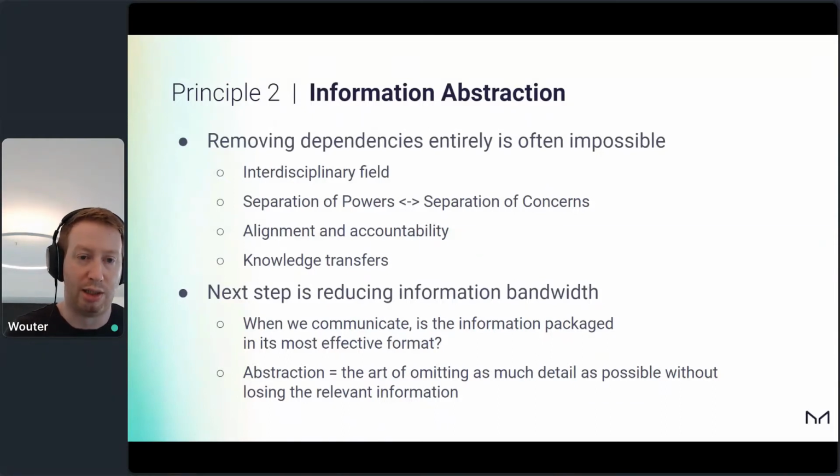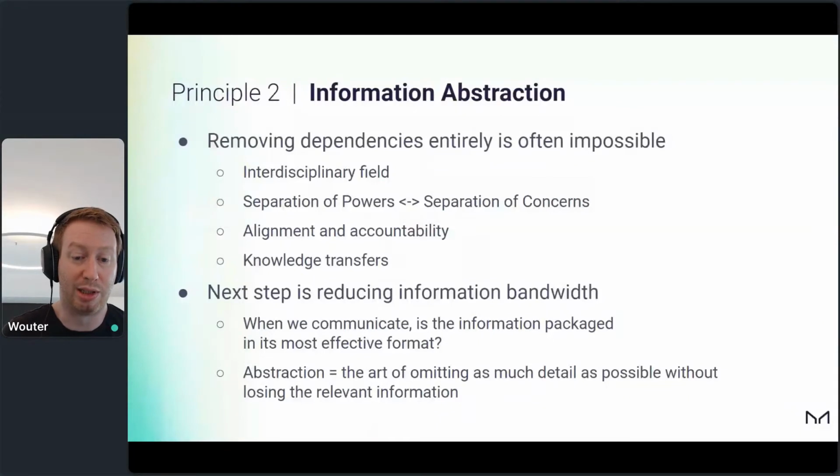And what we try to do, of course, is to improve alignment and accountability. But alignment is another example. If you want to get alignment, obviously you will need a lot of communication. So we can't completely just drop that. We need to rather look into how we can improve the information bandwidth that is needed. And then the other thing is just knowledge transfers around, for example, the technology we're using and training. So what are the steps that we can take to reduce information bandwidth? Question we should ask ourselves when we communicate is, is the information packaged in its most effective format?